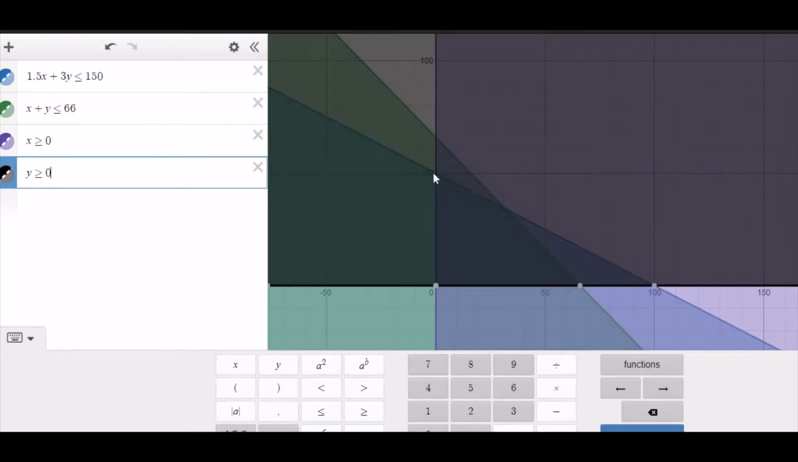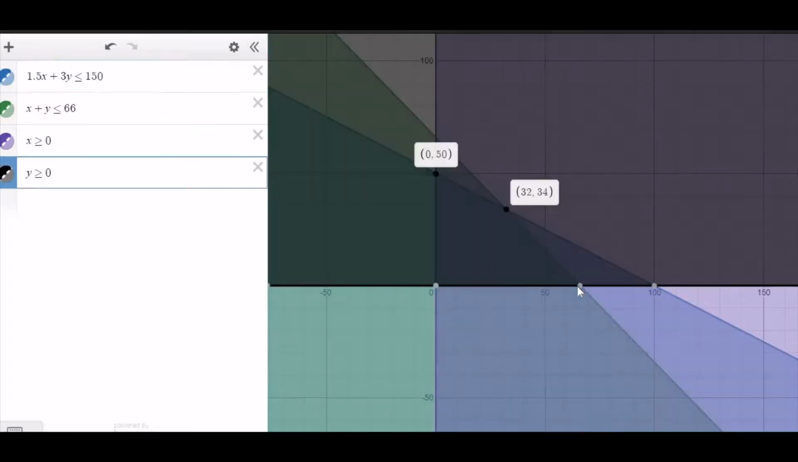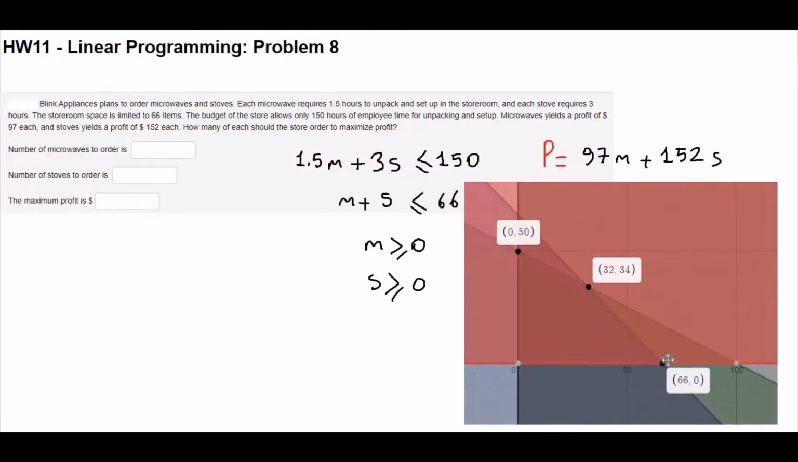So this is our feasible region. Our vertices are already clear there. We have a quadrilateral here, and these are our vertices. Let's copy paste this here and work on the profit function.